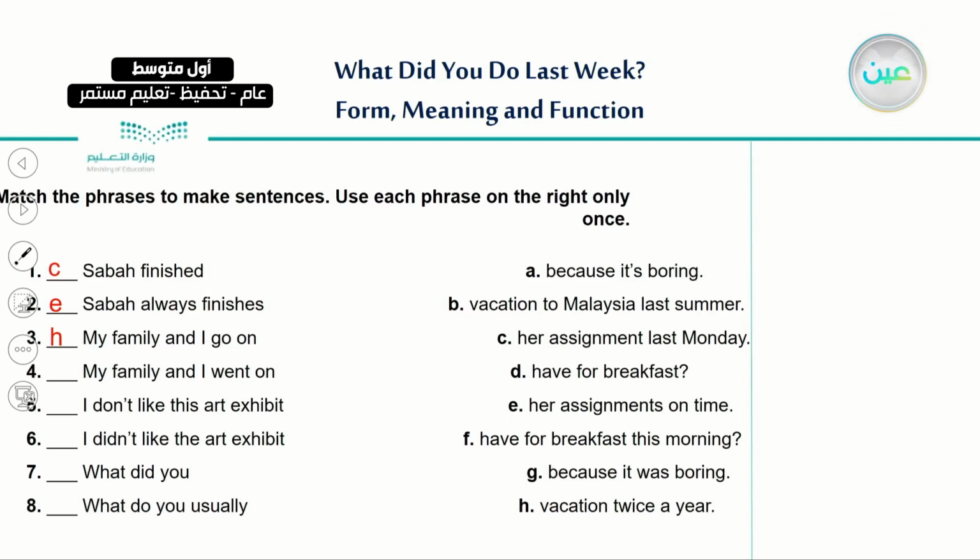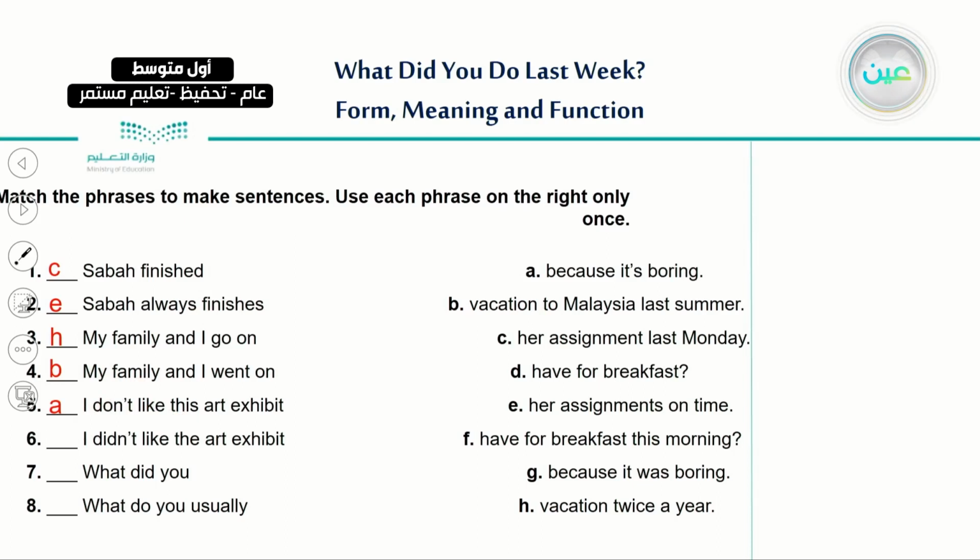Number 4, my family and I went on vacation to Malaysia last summer. Here we have the verb went, which is in the past. So this is why we choose B, because it has the time expression last summer. Number 5, I don't like this art exhibit because it is boring. I don't like, this is simple present.